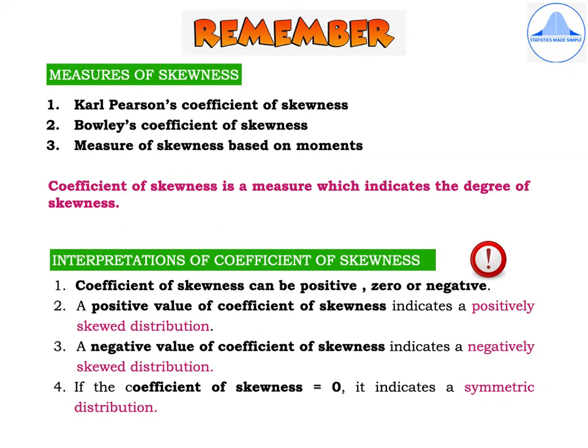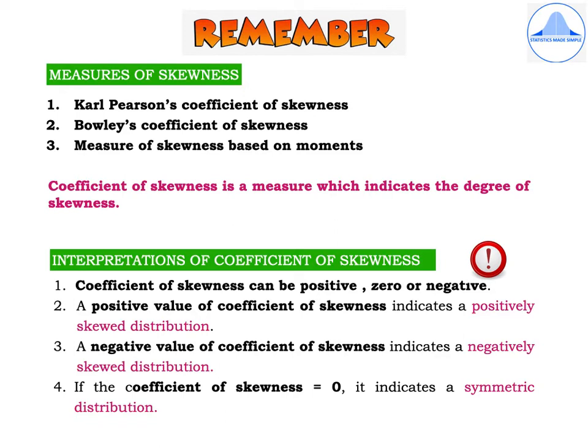Some of the important measures of skewness are: the first one is Karl-Pearson's coefficient of skewness, second is Bowley's coefficient of skewness, and third is measure of skewness based on moments. Now, the coefficient of skewness is a measure which indicates the degree of skewness. Now, how do we interpret the coefficient of skewness value? The coefficient of skewness can be positive, 0, or negative.